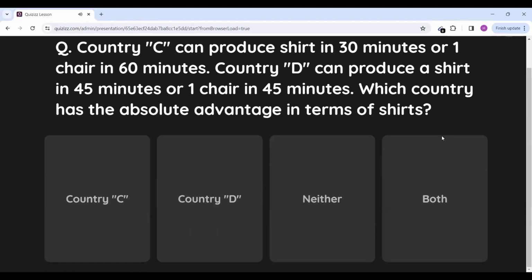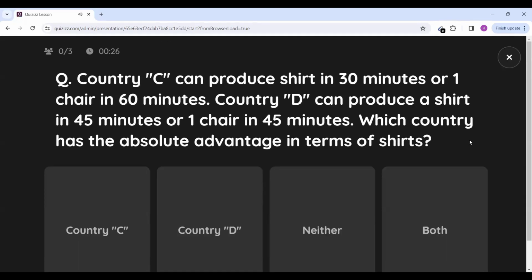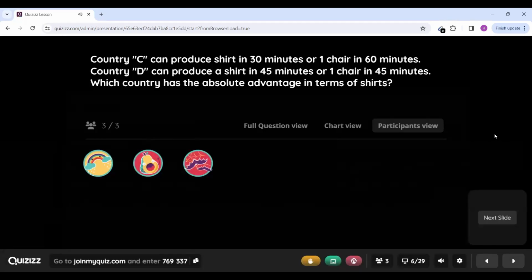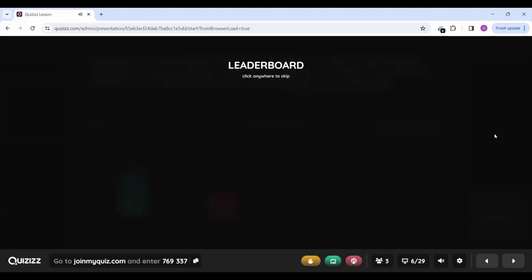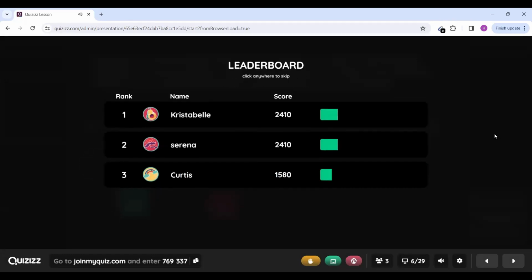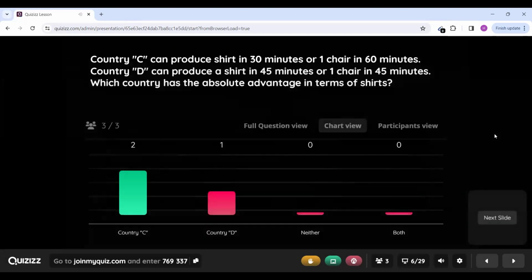Country C can produce a shirt in 30 minutes or one chair in 60 minutes. Country D can produce a shirt in 45 minutes or one chair in 45 minutes. Which country has the absolute advantage in terms of shirts? Country C, because they produce shirts quicker. They produce a shirt in 30 minutes, which is quicker than the 45 minutes that country D takes.